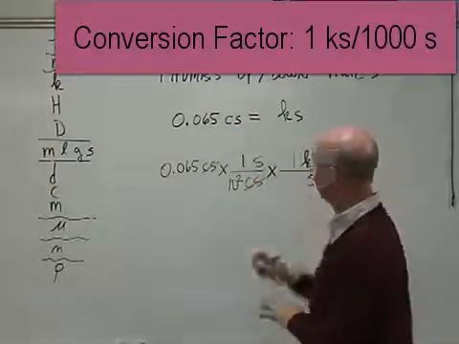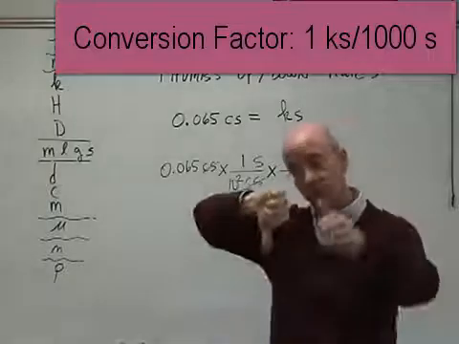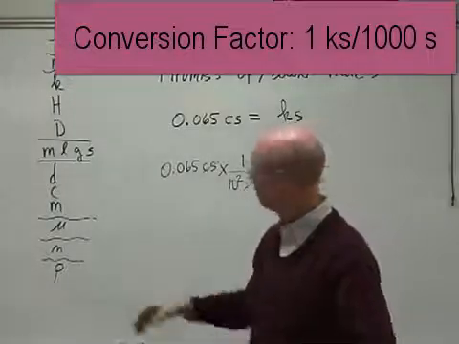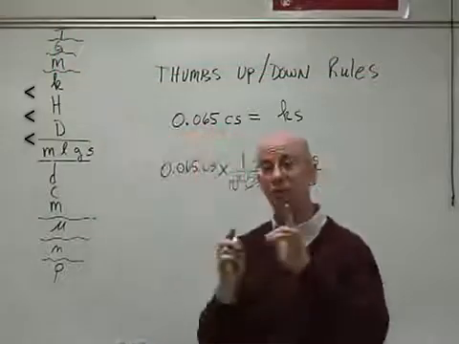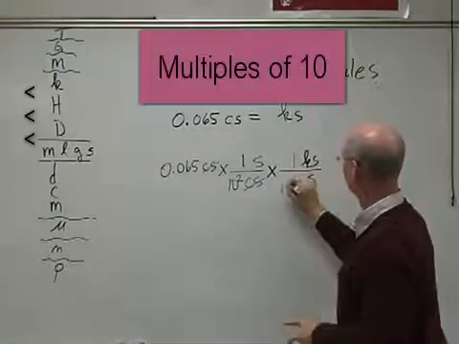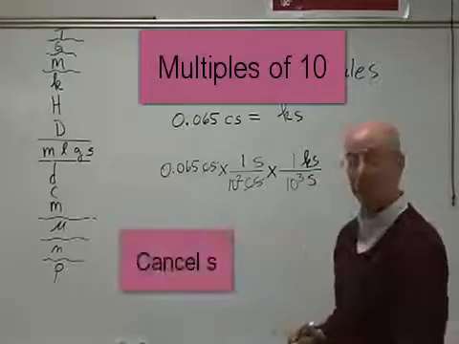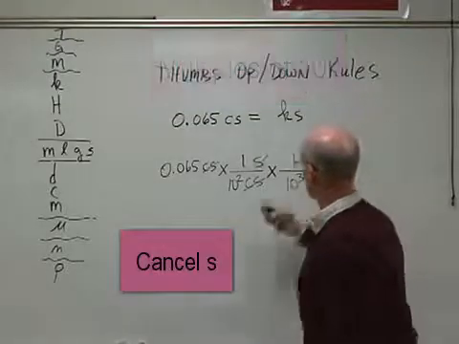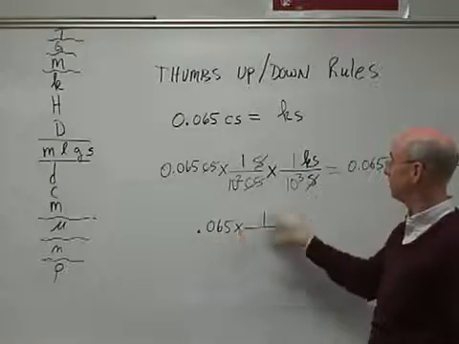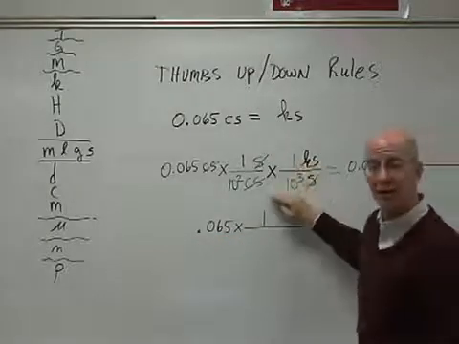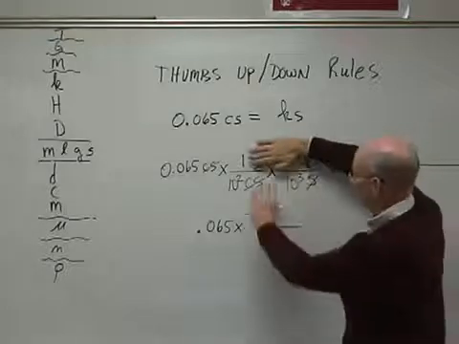1. Seconds is smaller. Therefore, the number with it is bigger. By how much? 1 step, 2 steps, 3 steps. Each step is a multiple of 10. 10 to the third. Okay, and now seconds cancel. So I have 0.065 times 1 divided by these exponents. So let's just keep them together down here.